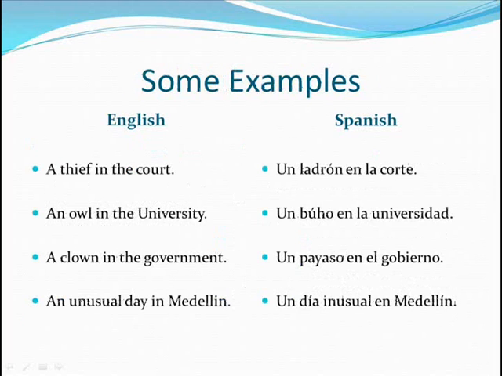Check some samples. In English, a thief in the court. In Spanish, un ladrón en la corte. In English, an owl in the university. In Spanish, un búho en la universidad. In English, a clown in the government. In Spanish, un payaso en el gobierno. In English, an unusual day in Medellín. In Spanish, un día inusual en Medellín.